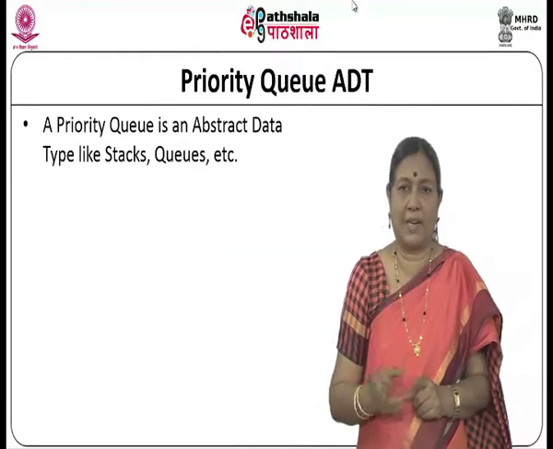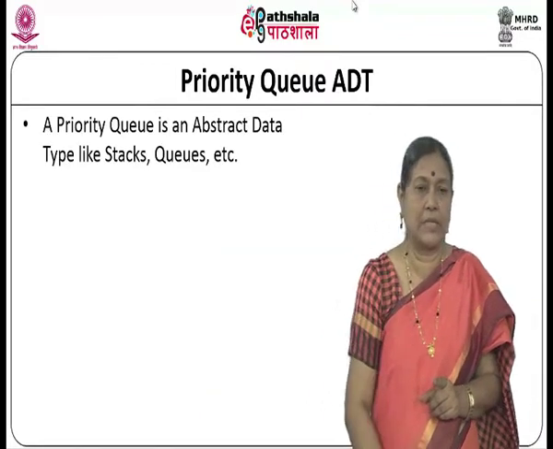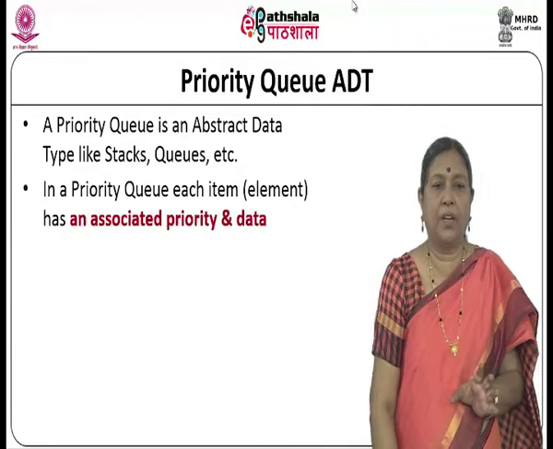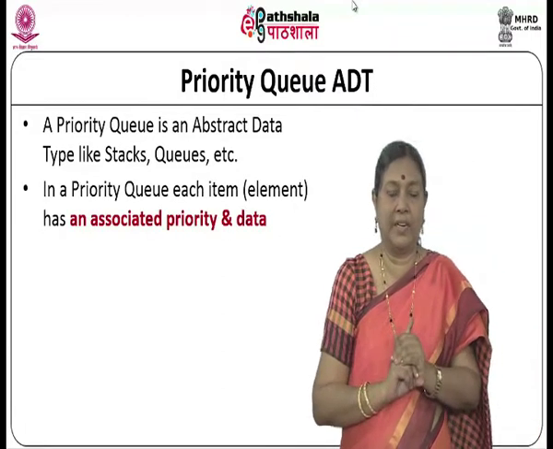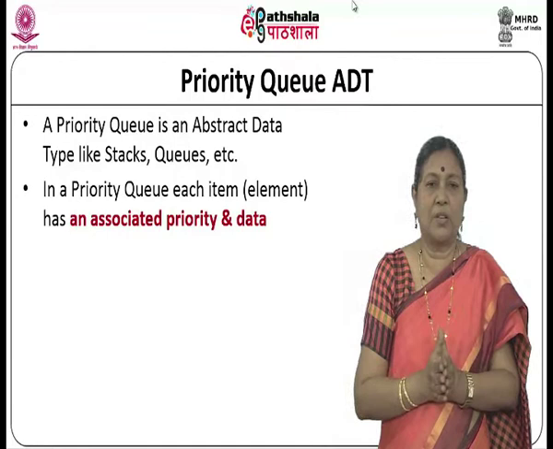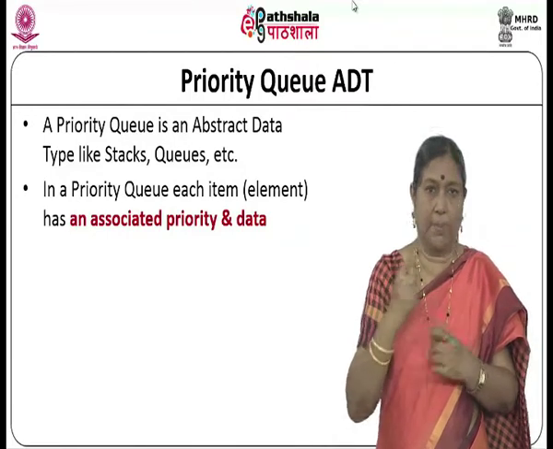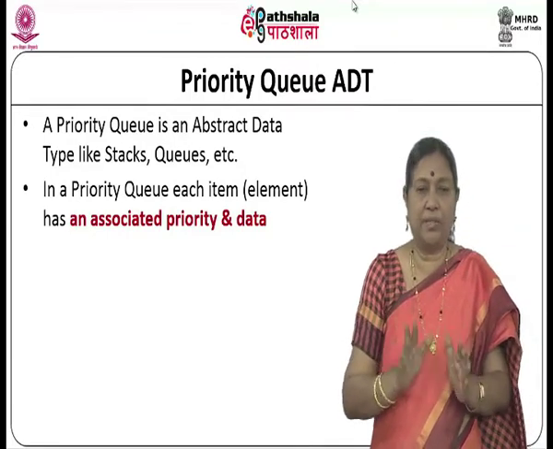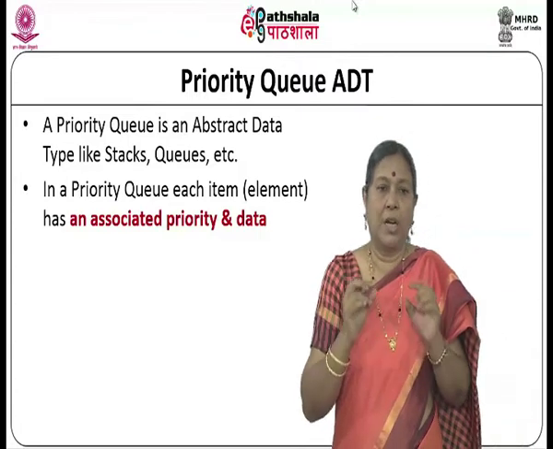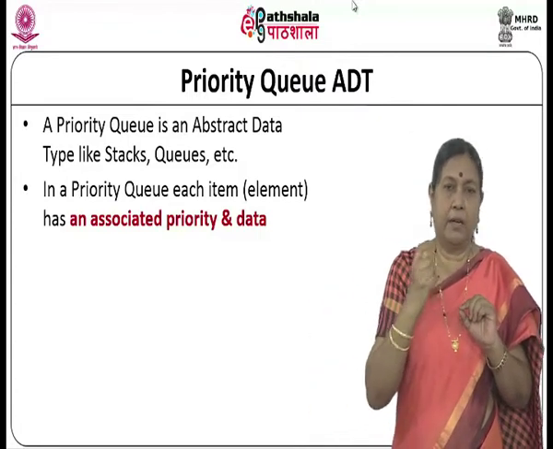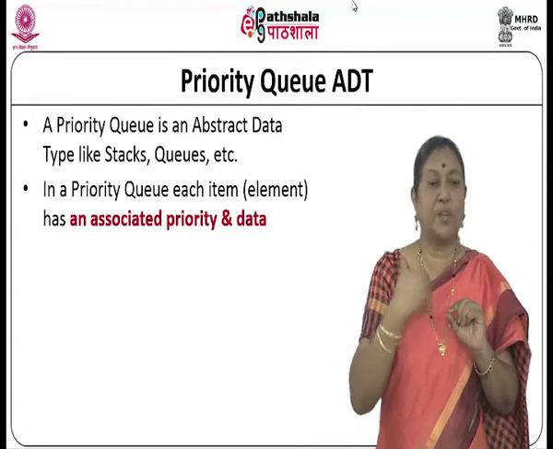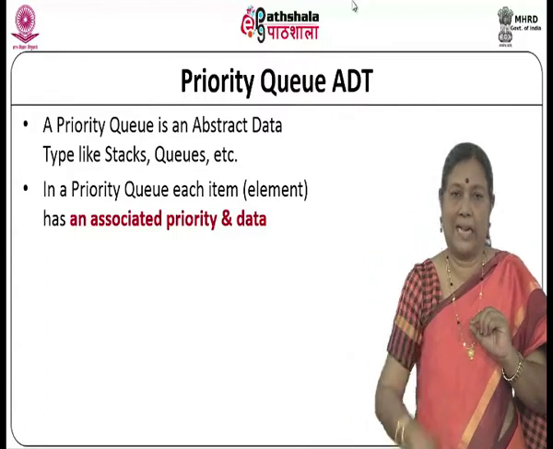It is an abstract data type, just like we had stacks, queues, lists and so on. And in a priority queue, each item, now this is slightly different, each item which is called an element is also associated with two components, priority and data. Up to now, in a queue we had data only. Now we are going to have an entry or an element which is composed of two components, associated priority and data.